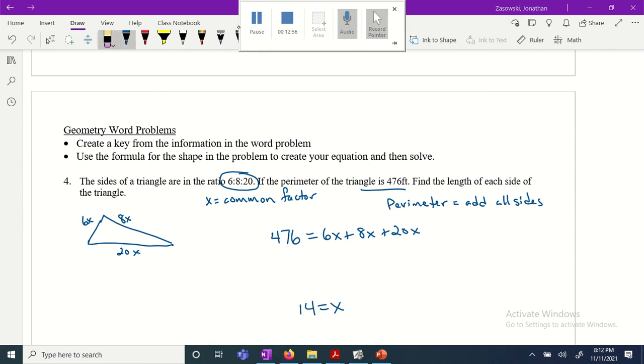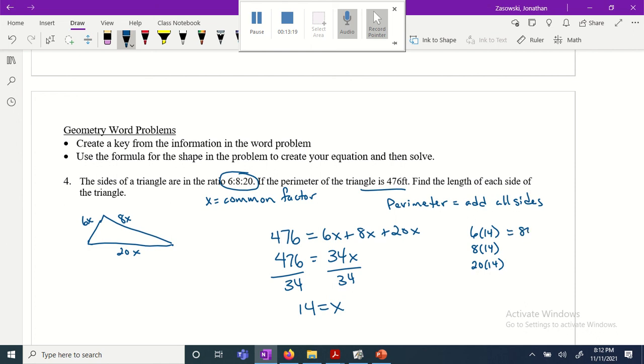All right, hopefully you got an answer of 14. So just combine like terms, divide out by 34, and then that says find the length of each side, so make sure we're plugging back in. Okay, so 6 times 14, 8 times 14, and then 20 times 14. All right, so then we just multiply it out.